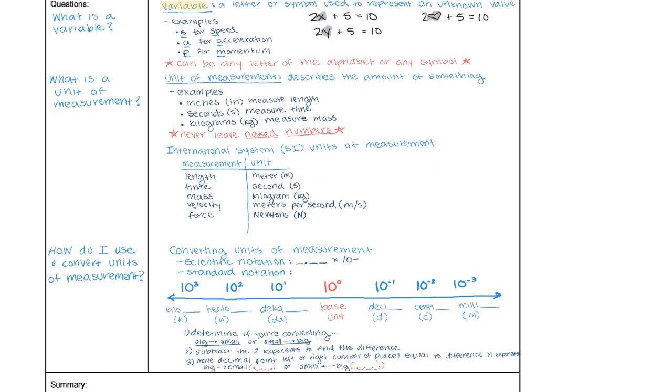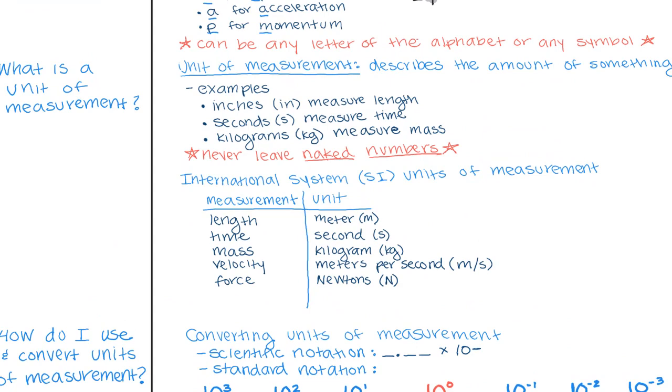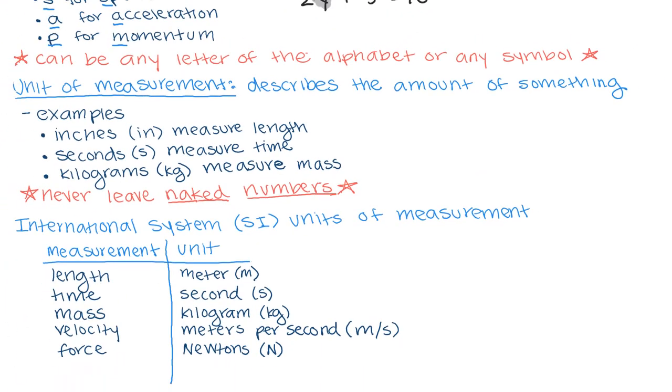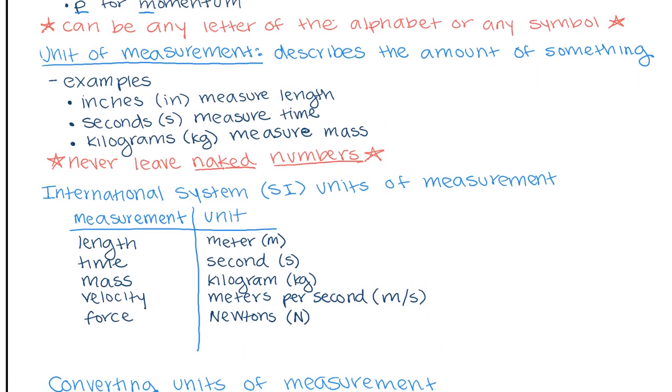Okay, moving on to our next topic. What is a unit of measurement? Well, a unit of measurement describes the amount of something. For example, if I'm describing the length of something, I might say that is 10 inches, right? So we use inches to measure length. If you're describing how much time something takes, you might say seconds. It takes 10 seconds to do this task. Or if you're measuring the mass, how much space something takes up, how big it is, you might measure that in kilograms.